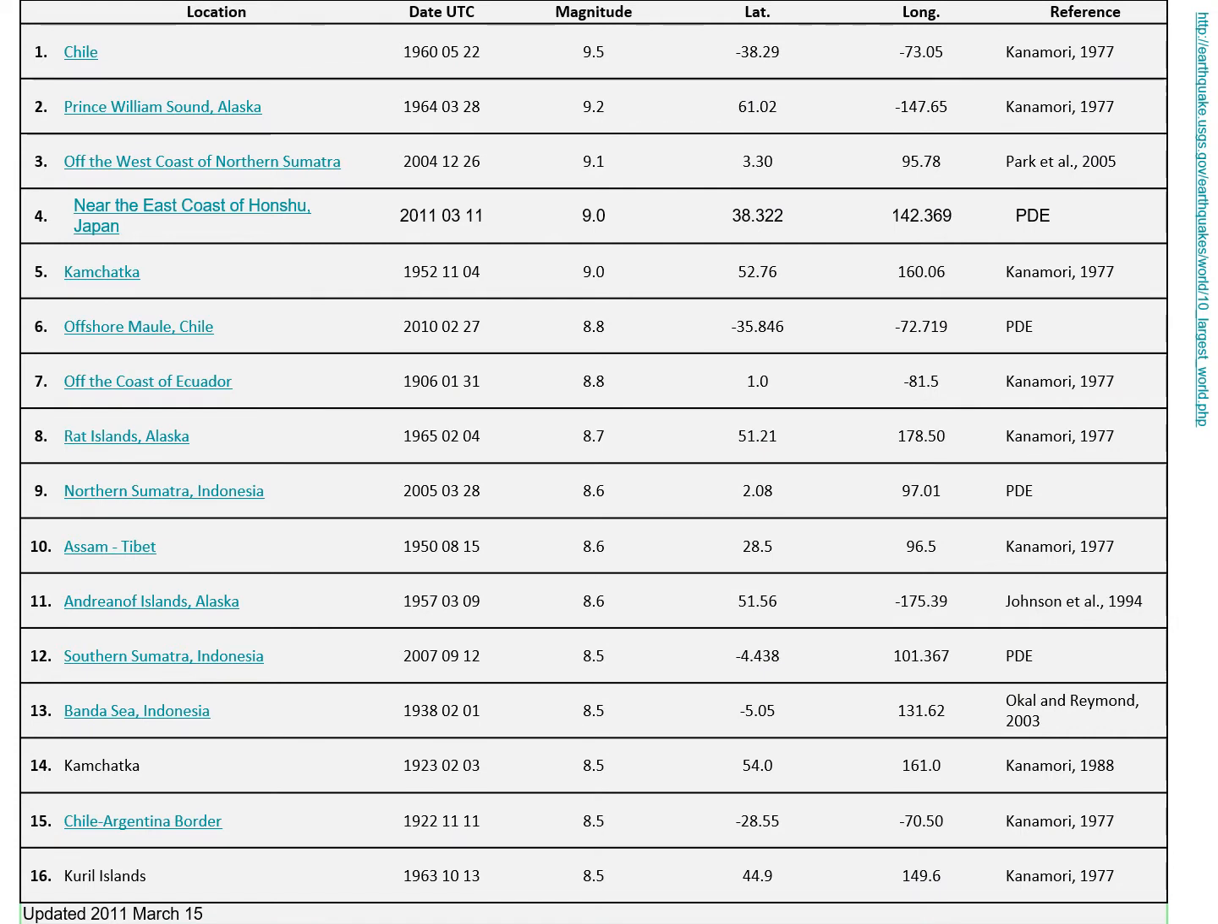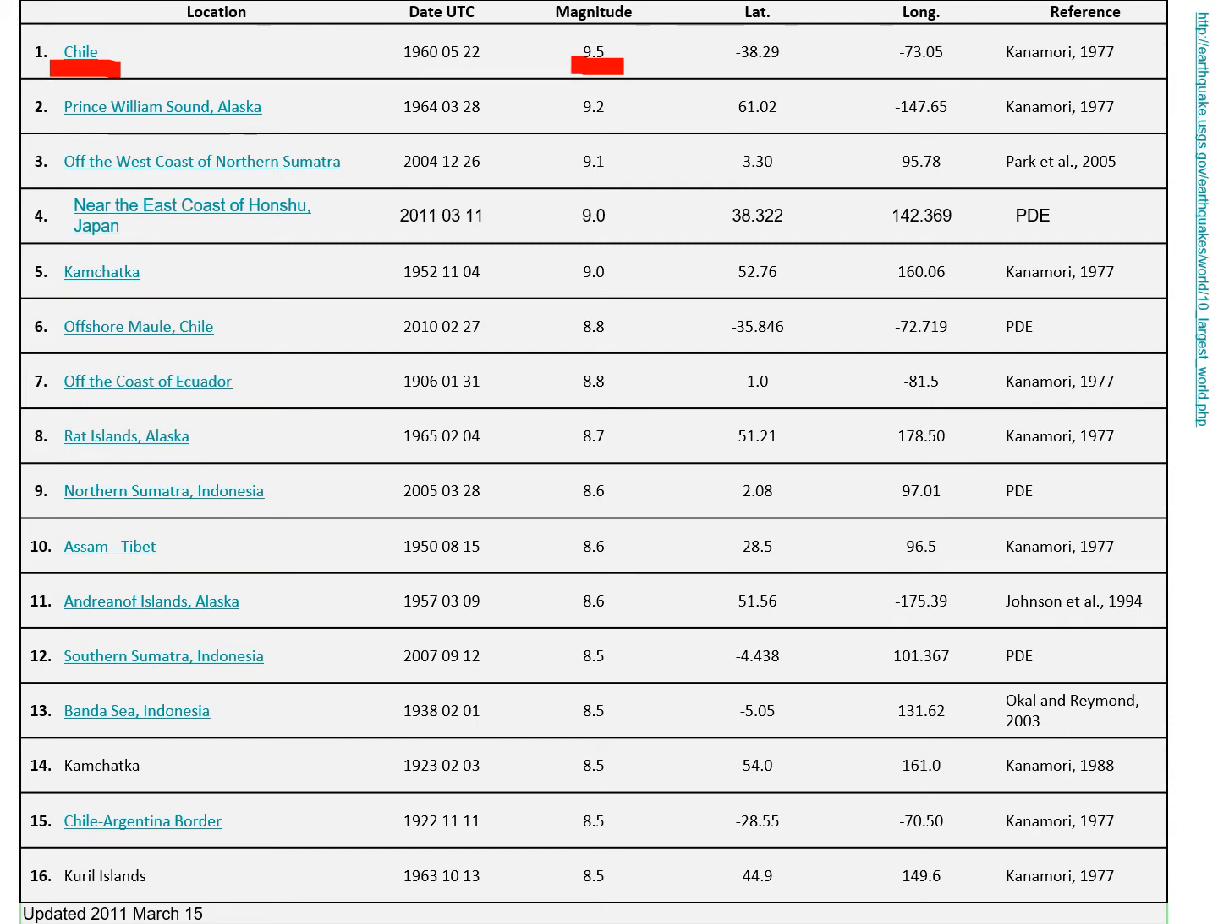Okay, now this table shows the 16 largest earthquakes ever recorded. So pretty much, since the turn of the 20th century up until the present day. And you can see up top, again, we have the largest one in Chile, 9.5 in magnitude. So this is a huge, massive earthquake.